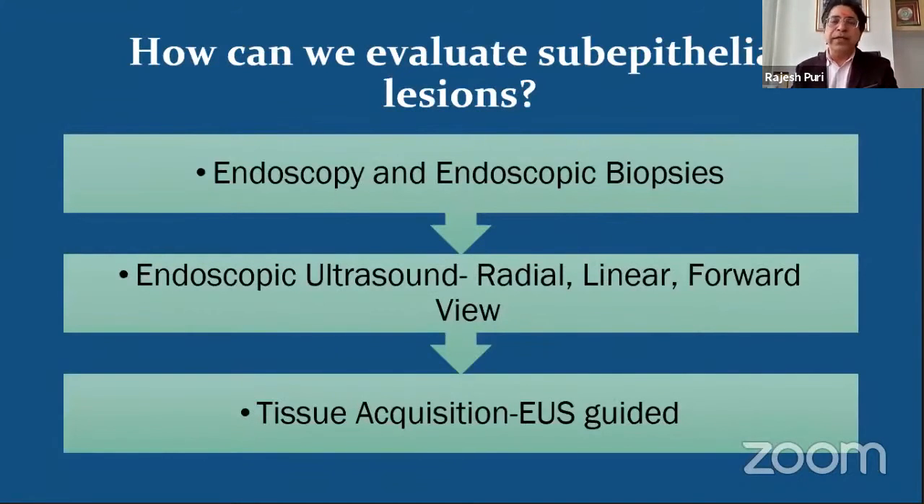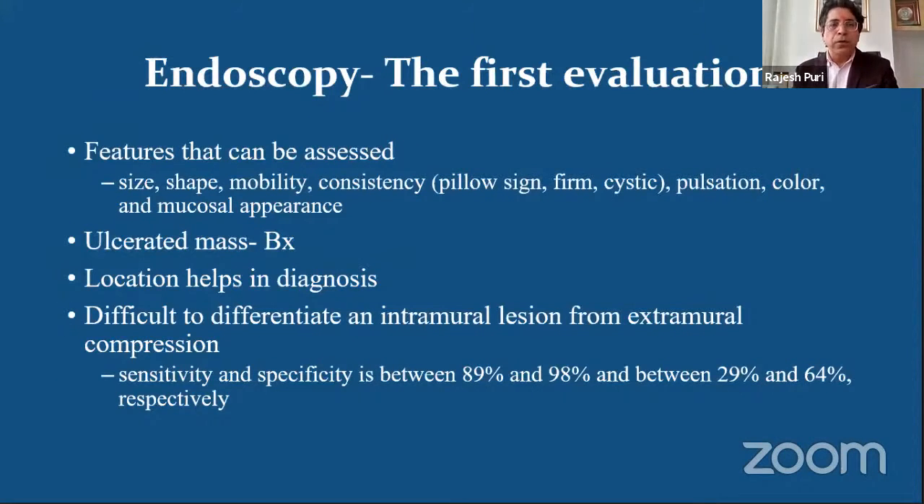How can we evaluate the subepithelial lesion? As I said, mostly they are picked up on endoscopy or endoscopic biopsies, followed by endoscopic ultrasound, done with radial, linear, or forward viewing scopes. And if required, you can take a tissue diagnosis EUS guided. Endoscopy, as I said, is the first evaluation because they are picked up on routine endoscopy.